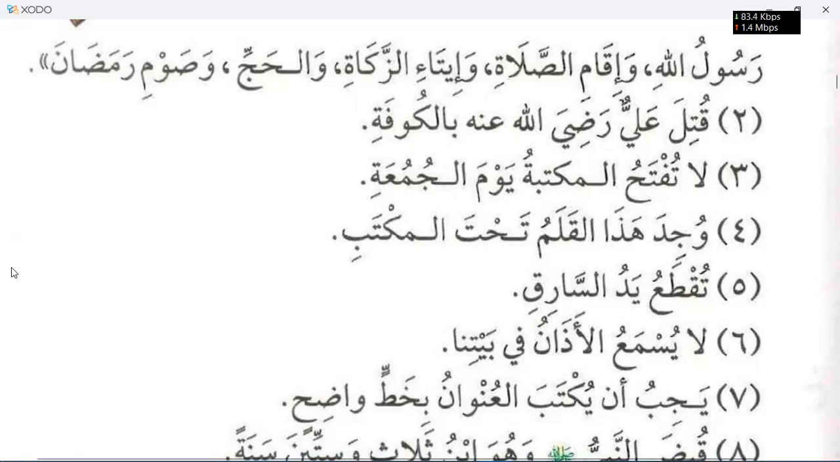Wujida. Okay, next student we have is Miss Fatima. The naibul fa'il isn't Wujida, that's the fi'l mabni lil majhool. Sorry, what is the naibul fa'il? Al-qalamu. Yes. Naibul fa'il is al-qalamu, and Wujida is fi'l mabni lil majhool. Okay.